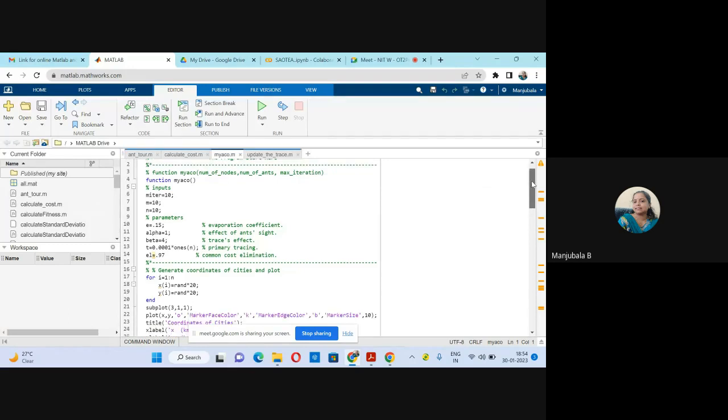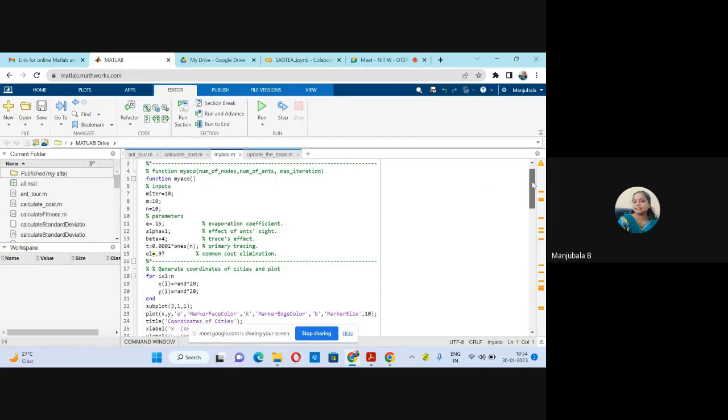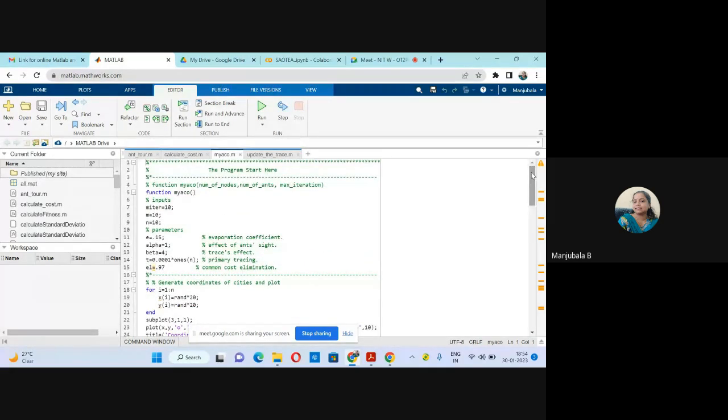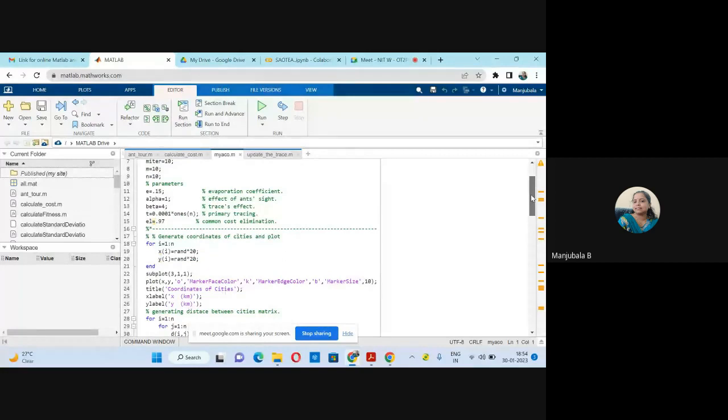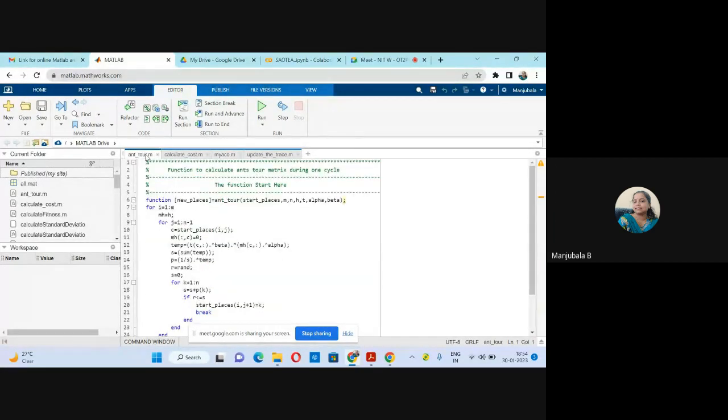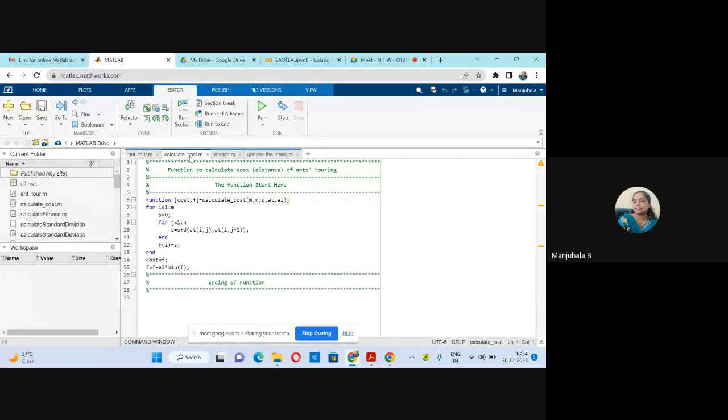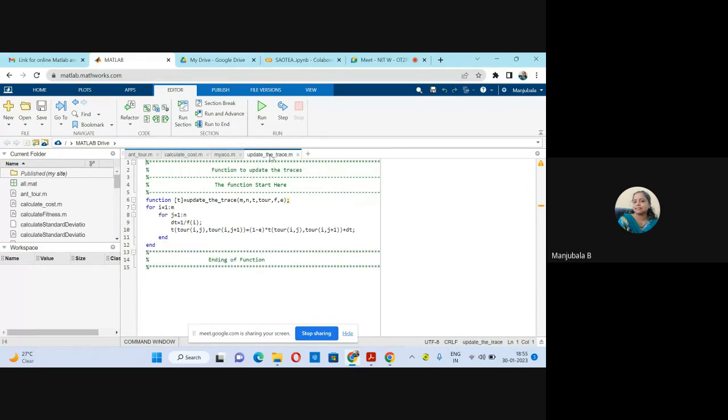So this is the MATLAB code for your ant colony optimization algorithm. Here the main program is here only, and there are 4 functions. One is how to construct the ant tour. Another is how to calculate the cost, I mean how to calculate the objective value. And update the trace, which is the function for updating the pheromone strength. So there are 4 functions.